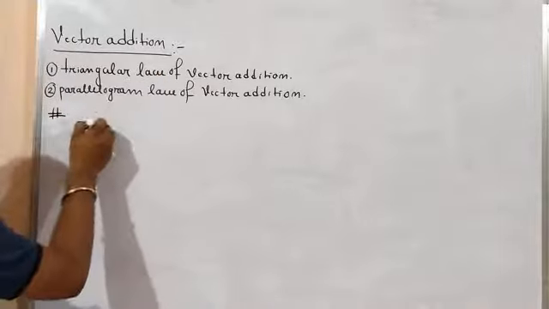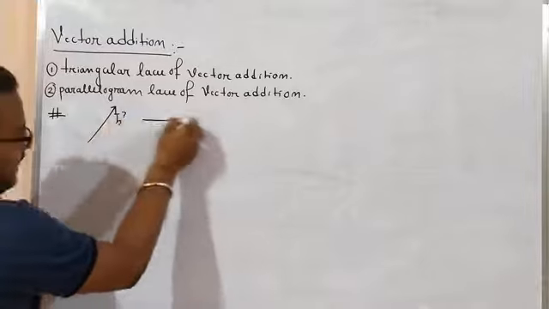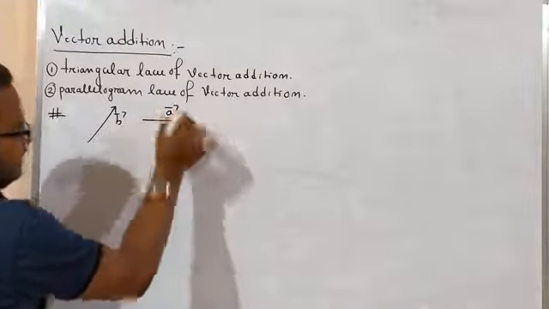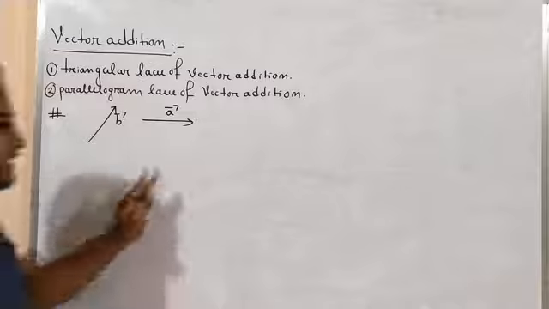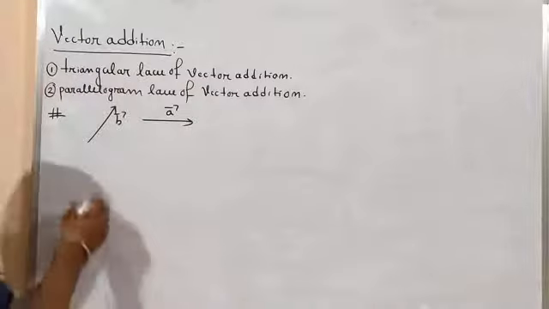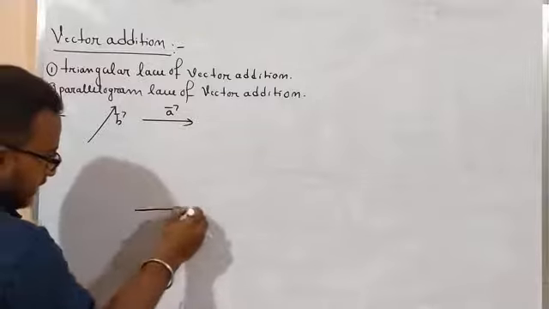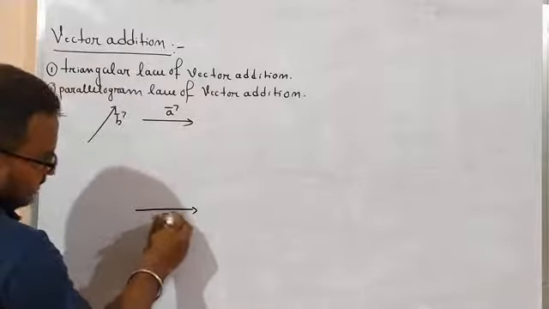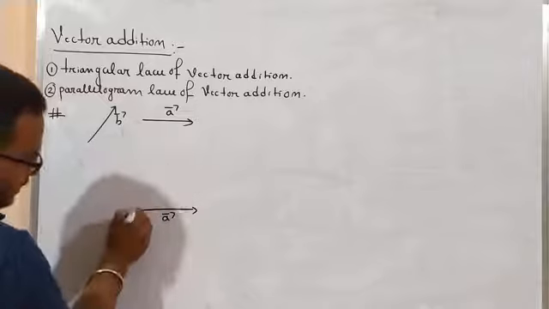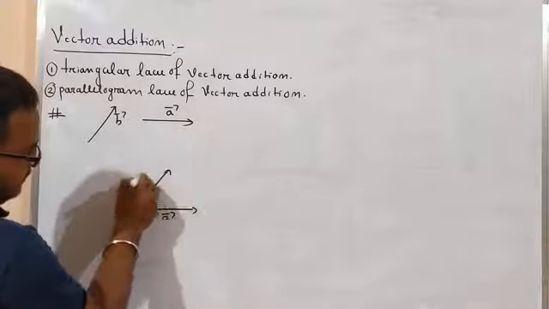Again, suppose this is one vector, B vector, and this is another, A vector. In this case also I am going to use the concept of free vector. So I can bring this vector in this position. Suppose this is my A vector, and I can replace this one in this position. This is my B vector.